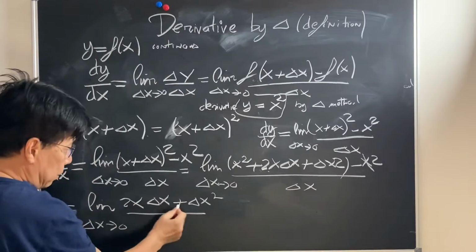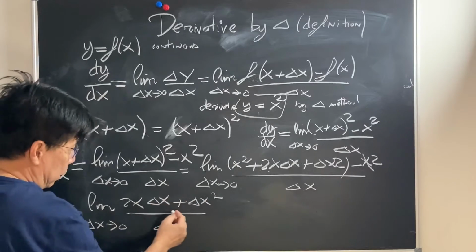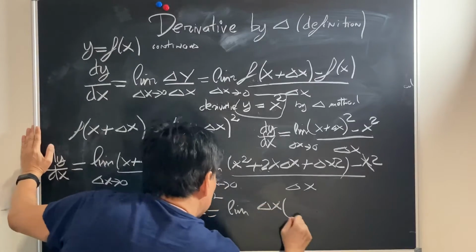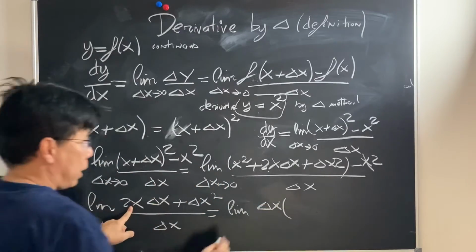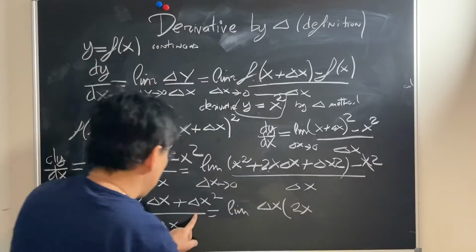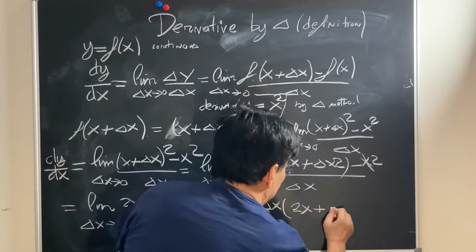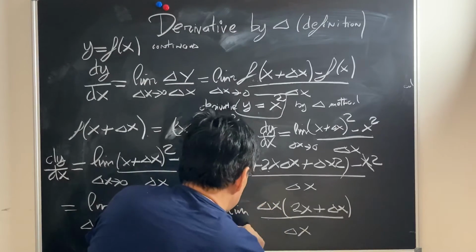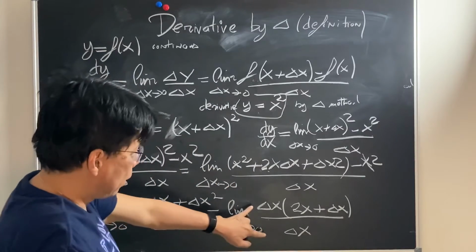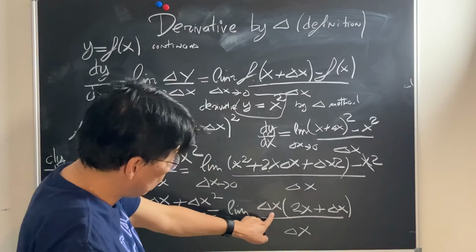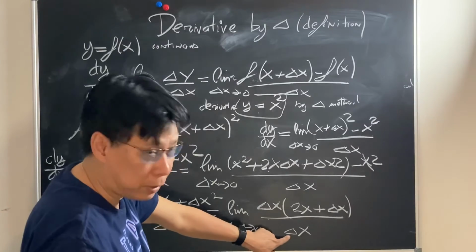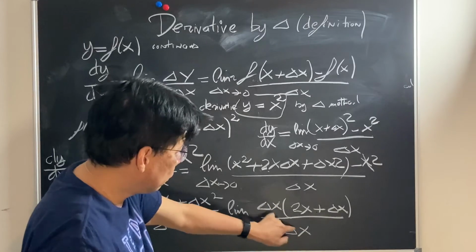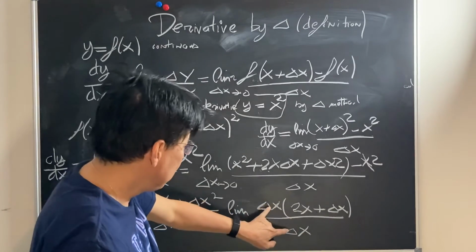In 2x delta x plus delta x squared, we can factor delta x out, so we have the limit of delta x times (2x plus delta x) over delta x, as delta x goes to 0. Here we need to have delta x on the top so we can eliminate delta x at the bottom. So when you substitute delta x equal 0 here, you don't have an undefined function.